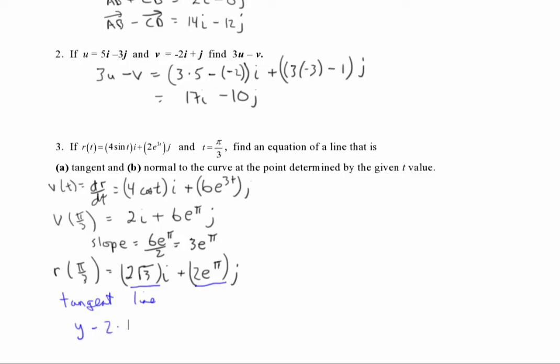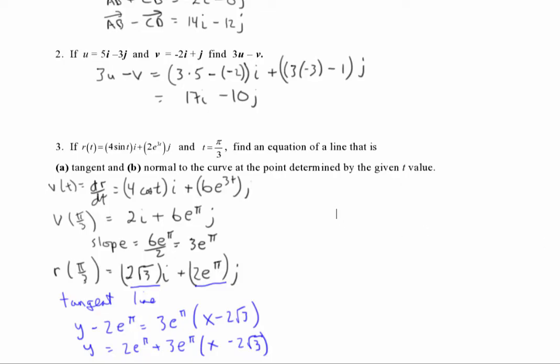y minus 2e to the pi equals 3e to the pi times the quantity of x minus 2 root 3. Or we can move that 2e to the pi to the other side, and recall what this is, because we haven't been talking about this for a while. That's right, it's a first order Taylor polynomial.